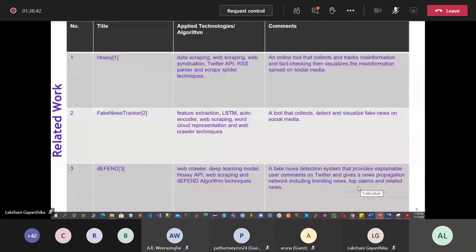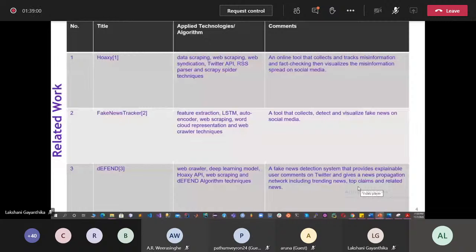Then the second one is Fake News Tracker, which uses several technologies like feature extraction, LSTMs, autoencoders, web scraping, and web crawler techniques. It is a tool that collects, detects, and visualizes fake news on social media.